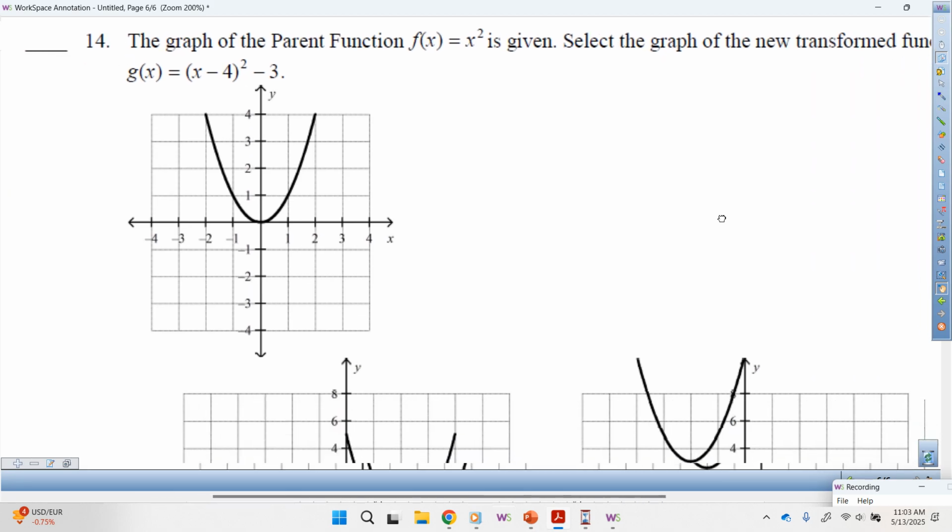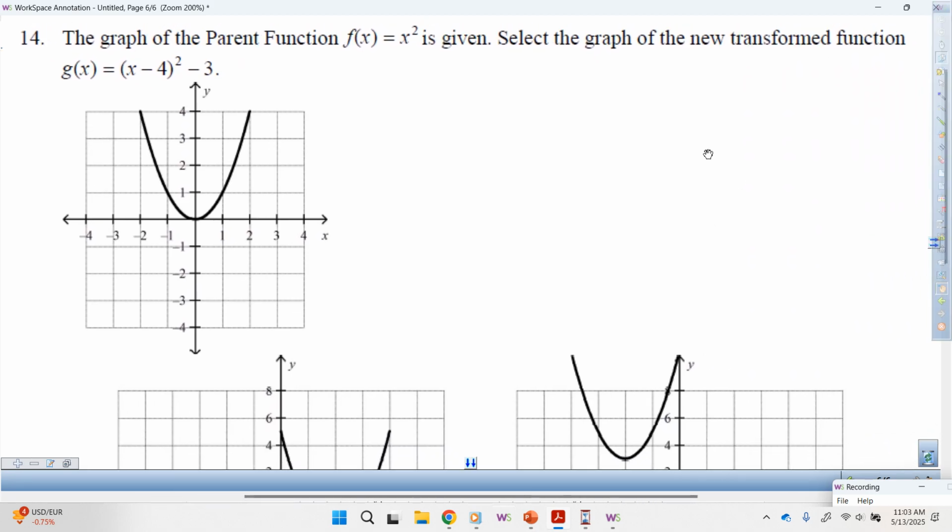Number 14 says the graph of the parent function f of x equals x squared is given. What they're saying is that they already graphed this one. It's right there. So when you get to this one, look up and label that f of x, so that you know that this is our f of x. Next, I'm going to switch to blue.